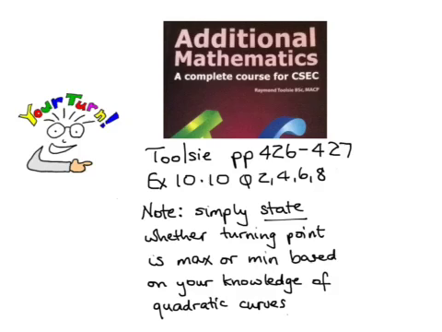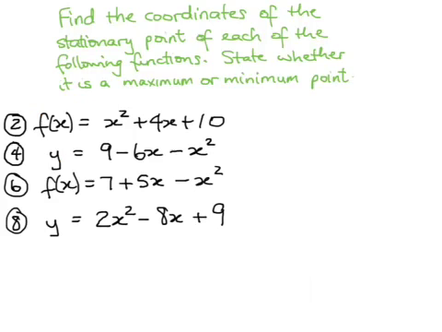Now, note, all I want you to do is simply state whether the turning point is a maximum or minimum based on your knowledge of quadratic curves. If the coefficient of x squared is positive, you know you have a minimum point. If the coefficient of x squared is negative, you know you have a maximum point. I've written them out here for anyone who may not have the text.